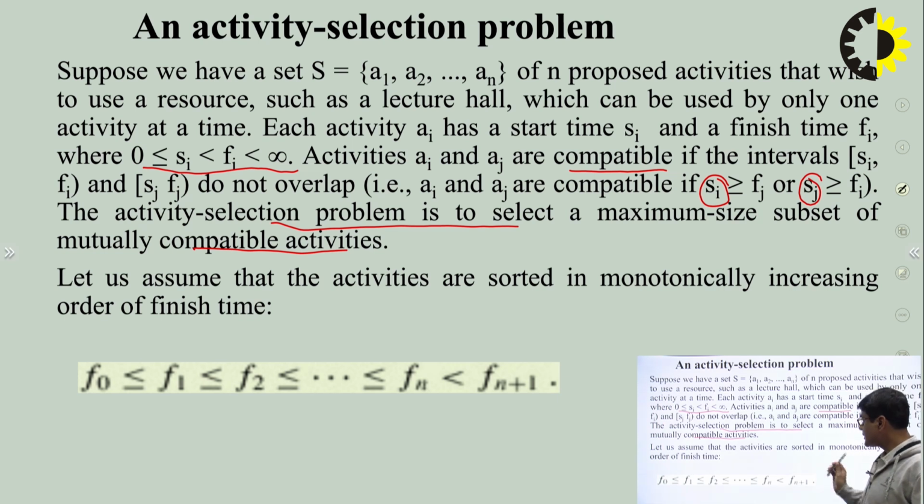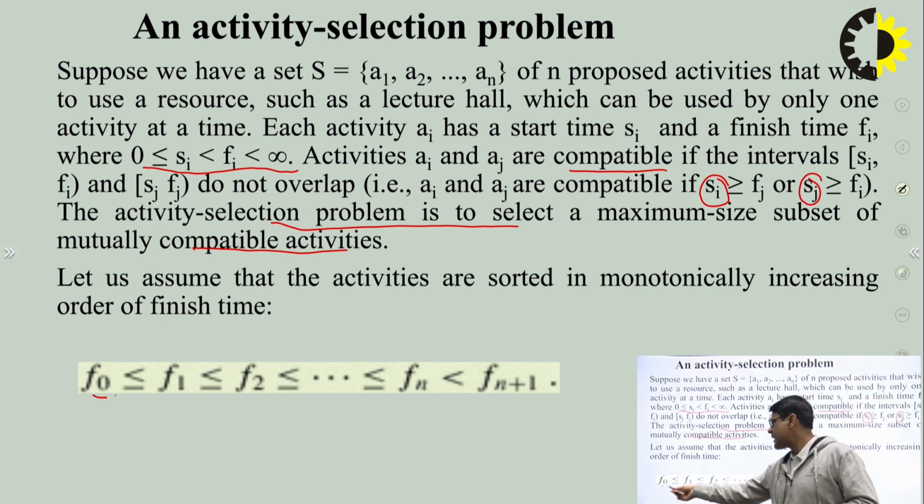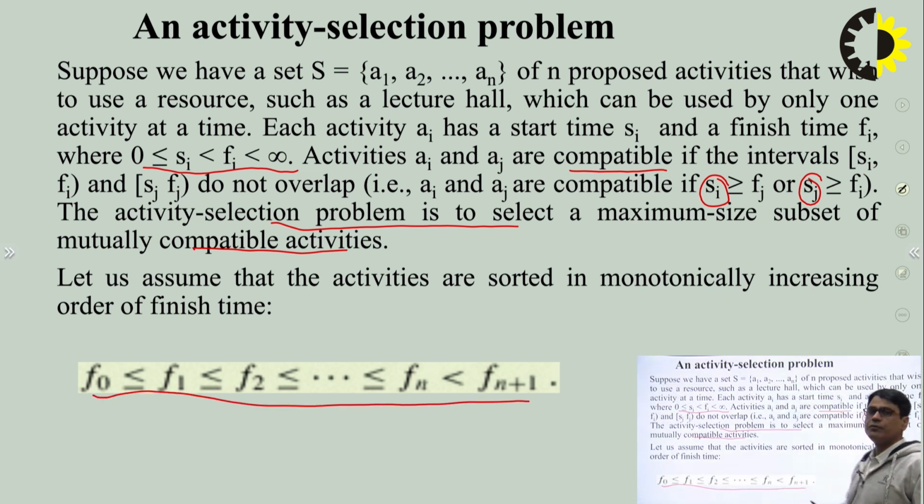Now, what is the constraint? Let us assume that the activities are sorted in monotonically increasing order of finish time. So finish time is sorted, so that whatever larger finish time is there and whatever lesser finish time is there, we have to accommodate both. So the first optimal substructure is what? You have to take the finish time input in monotonically increasing order.